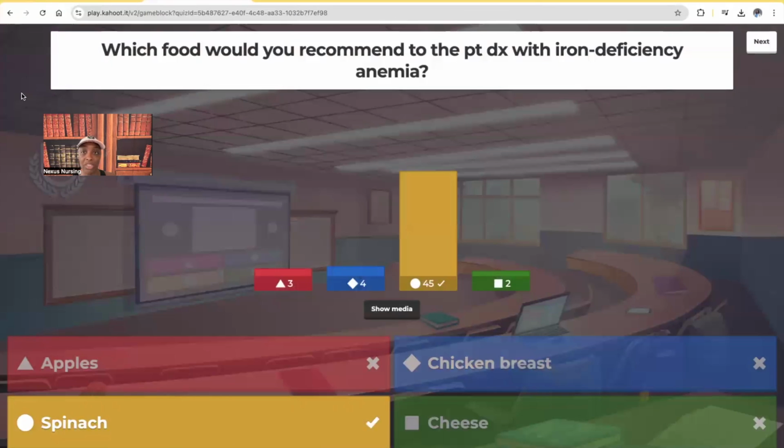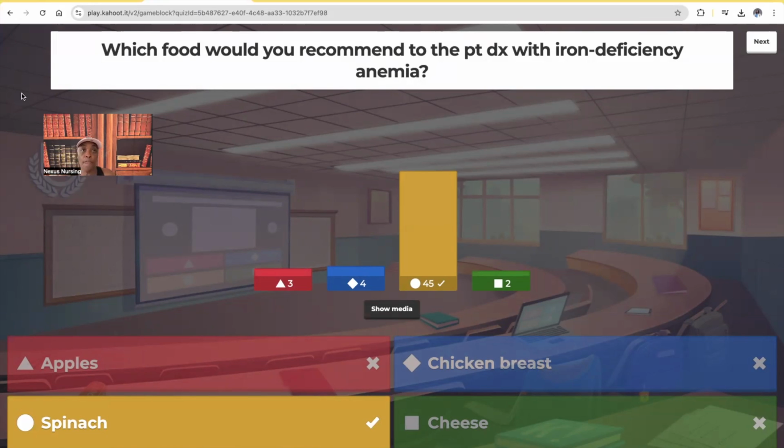Very good, spinach. So let's talk about this iron deficiency anemia. This is a type of anemia that's caused because the patient doesn't have enough iron. Well, why is iron important? Iron is needed for the development of hemoglobin. Well, why is hemoglobin important? Hemoglobin is what actually carries oxygen in the blood.